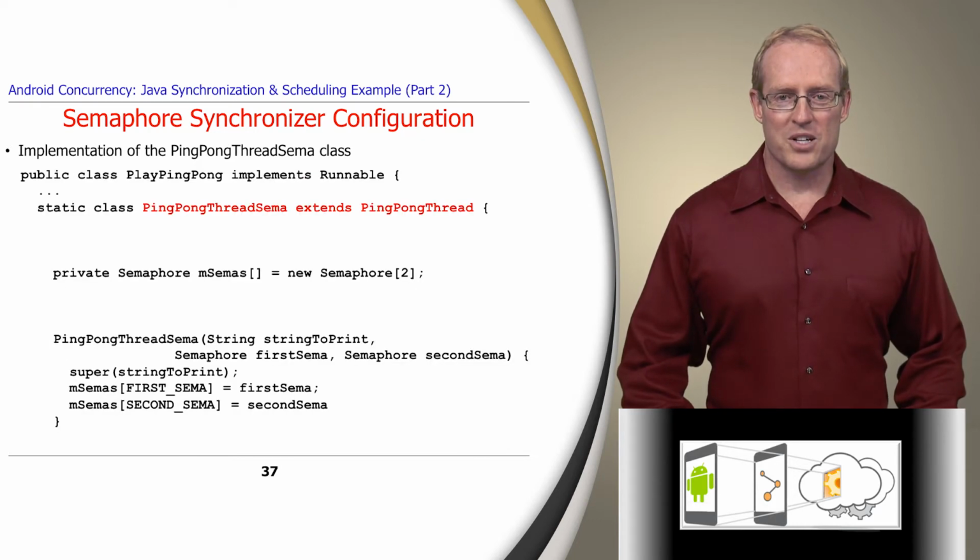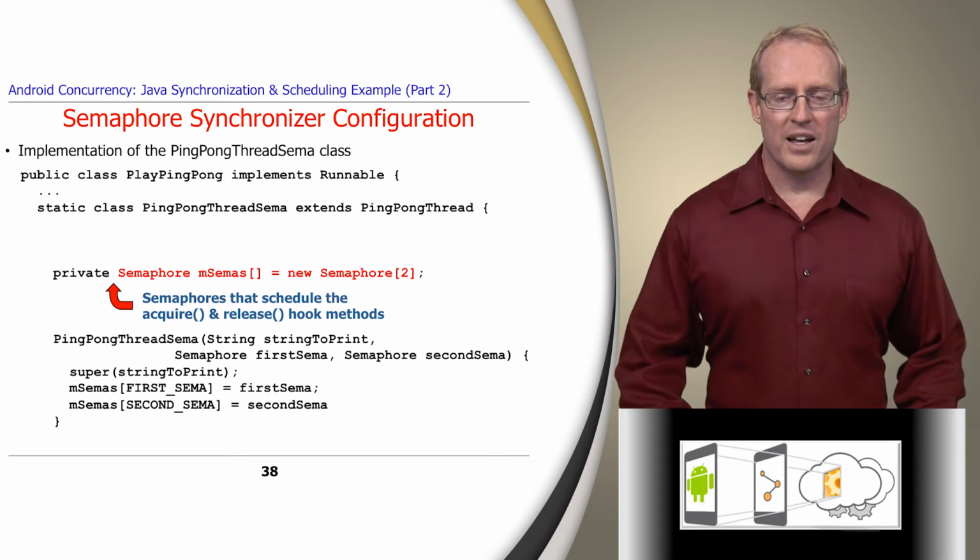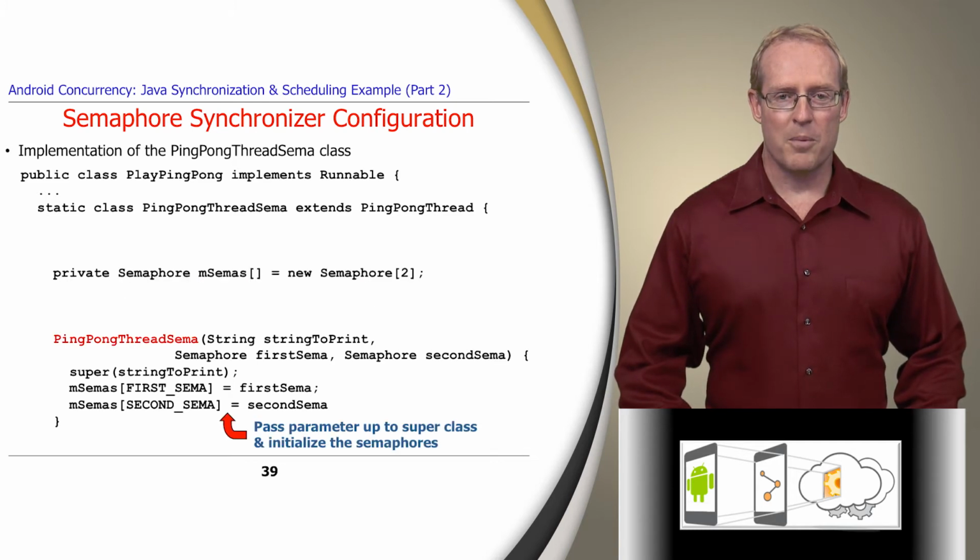In this implementation, the PingPongThreadSema class extends PingPongThread and plays the role of the concrete class in the template method pattern. It defines a two-element array of Java semaphores that schedule the order in which its acquire and release hook methods alternate the printing of ping and pong in its superclass's run template method. The PingPongThreadSema constructor initializes this array with the semaphore parameters it receives.